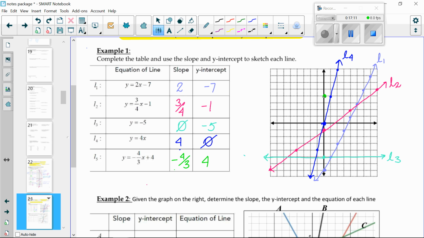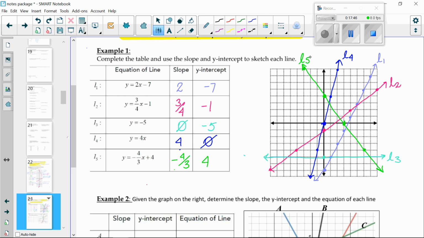My slope is -4/3, so I'm going to go down 4, 1, 2, 3, 4, over 3 to the right, 1, 2, 3, down 4, 1, 2, 3, 4, over 3 to the right, 1, 2, 3, and I'll go back up the other way, 4 and 3. Okay, and now I'm going to draw a nice straight line, hopefully. There we go. And I'm going to call this L5.